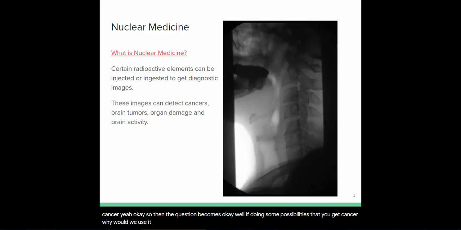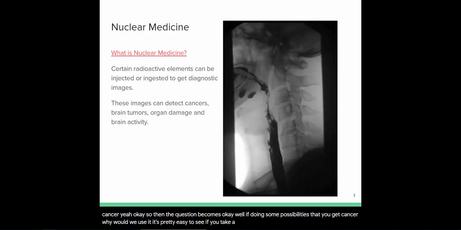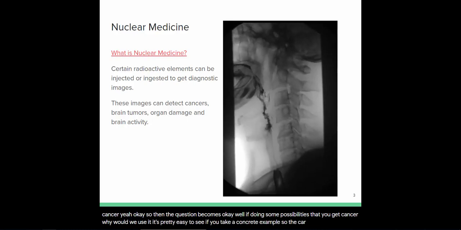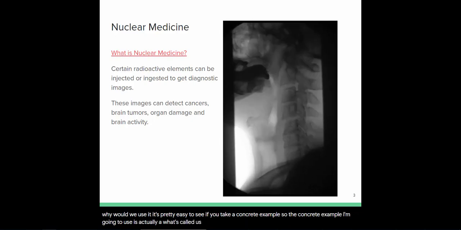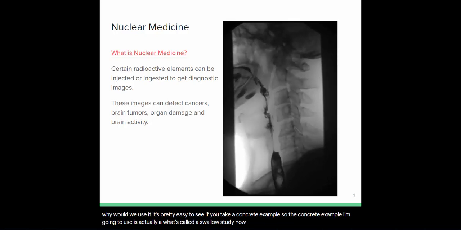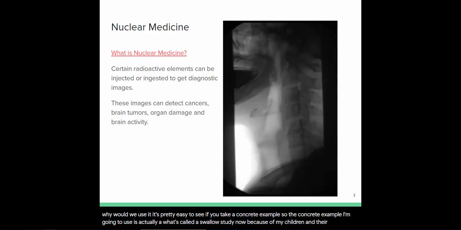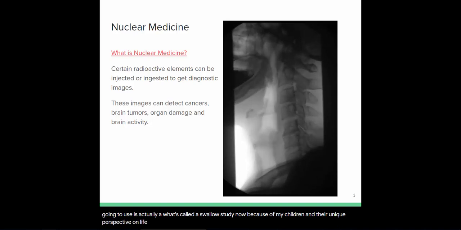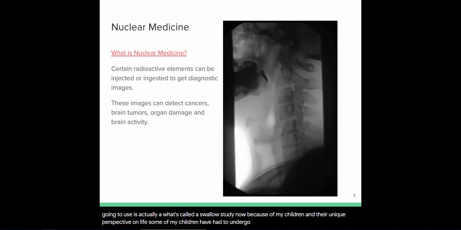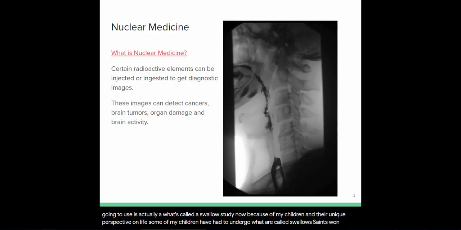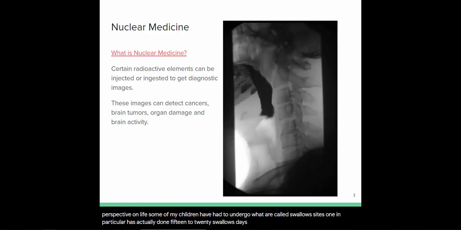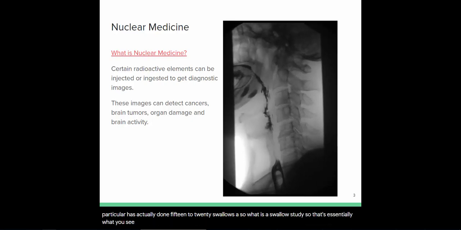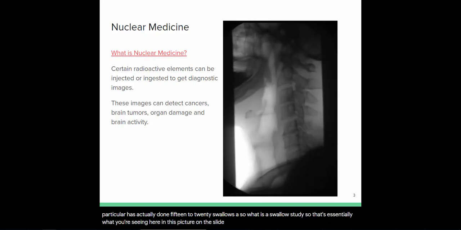Well, it's pretty easy to see if you take a concrete example. The concrete example I'm going to use is what's called a swallow study. Now, because of my children and their unique perspective on life, some of my children have had to undergo what are called swallow studies. One in particular has done, I don't know, 15 to 20 swallow studies. So what is a swallow study? That's essentially what you're seeing here in this picture on the slide.